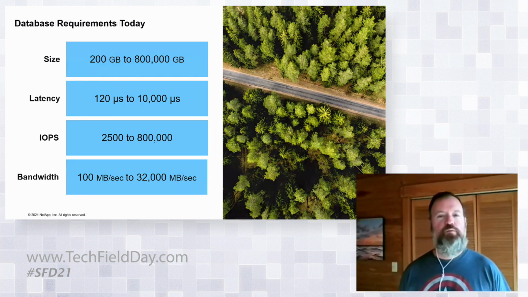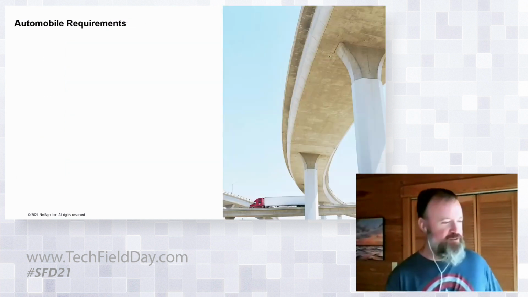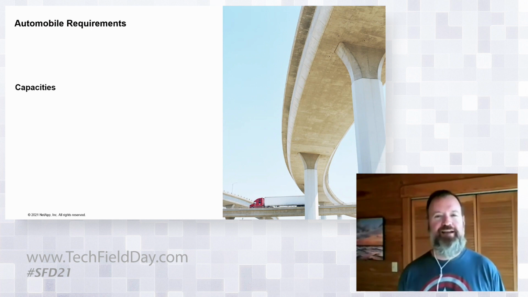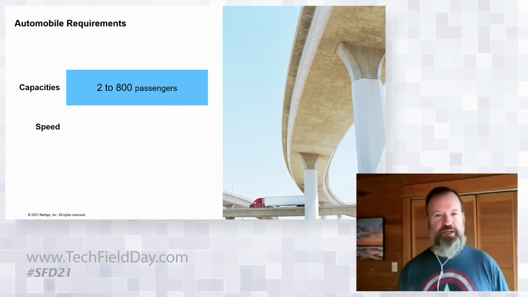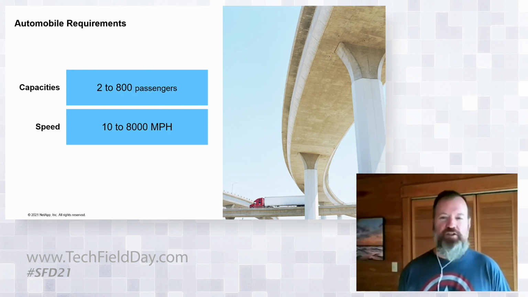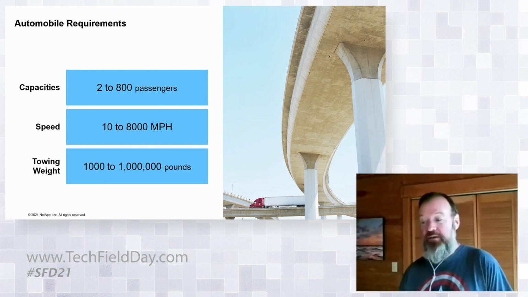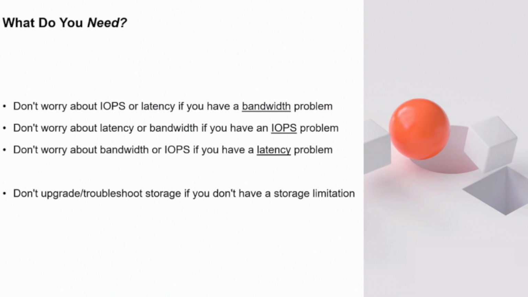And think about what life would be if you worked for Ford and you have to be able to have a customer walk in and ask for anything between 200 and 800 passengers in the new Ford Focus. Oh, by the way, I want the top speed to be 10 to 8,000 miles an hour on the outside, with a towing weight of maybe 1,000 pounds, maybe 1 million pounds. I mean, that's what we're facing. We have to sell these products that can meet this incredibly wide range of requirements. So the question here is really, what do you need?